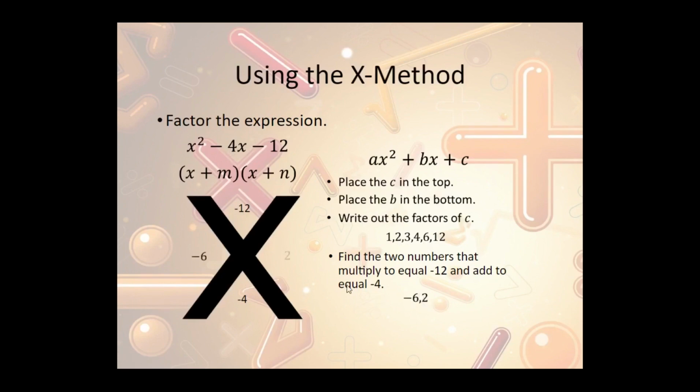So I go ahead and add those to my x. Then I place them into the solution. So I start with x plus m times x plus n. And then I'm going to plug negative 6 in for one of them and 2 in for the other one. And I get x minus 6 times x plus 2.